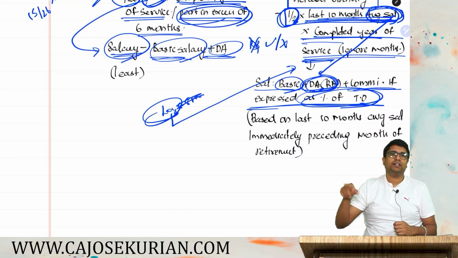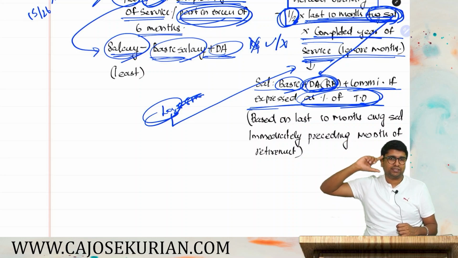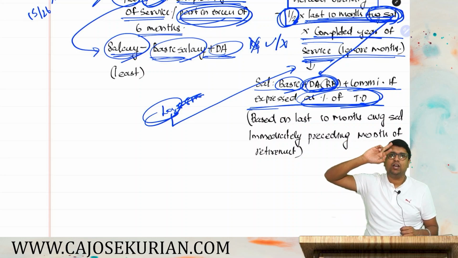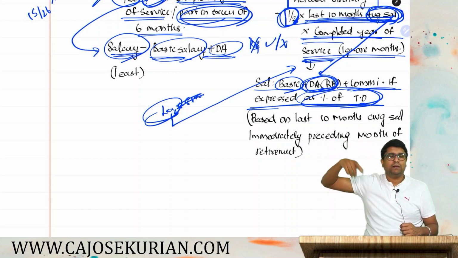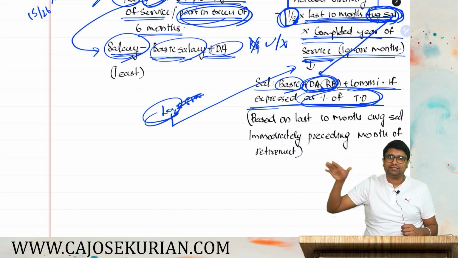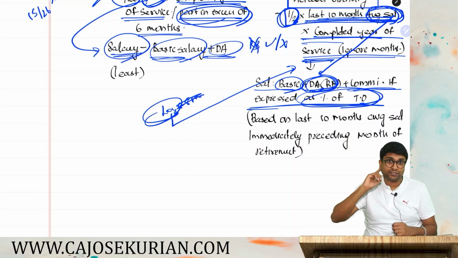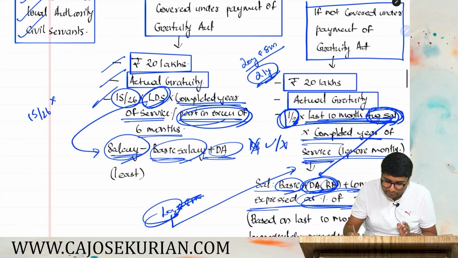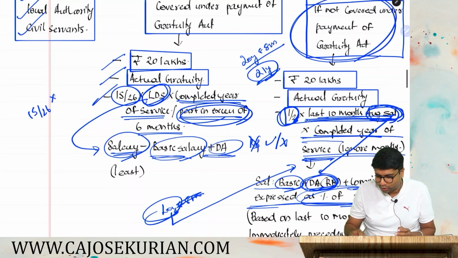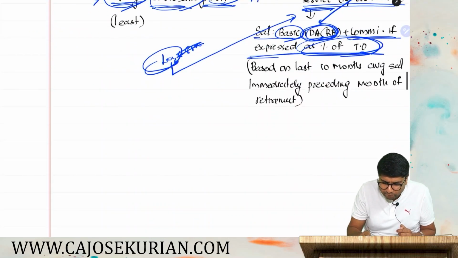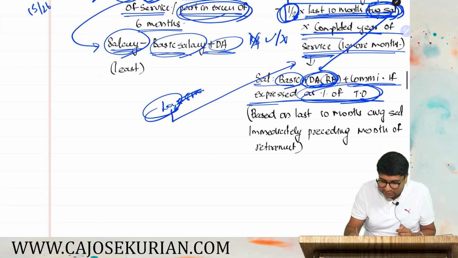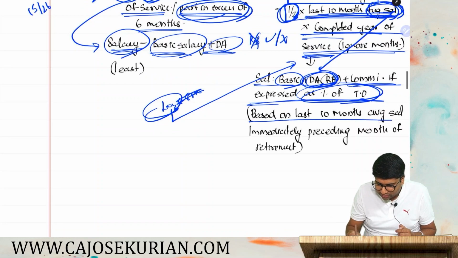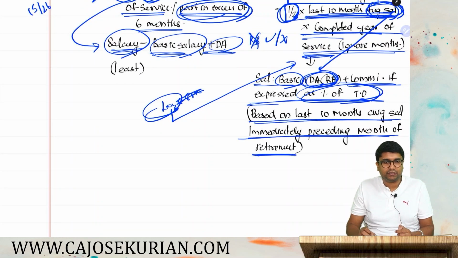What's the next one? If you are not covered under Payment of Gratuities Act, then 3 limits. 20 lakh, actual gratuity receipt, or what is the third one? Half into last 10 months average salary into completed year of service and ignore fractional months. And here, if you are not covered under Payment of Gratuities Act, there is one more twist. When you compute the last 10 months average salary, it is based on the 10 months immediately preceding the month of retirement. What do you mean by that?